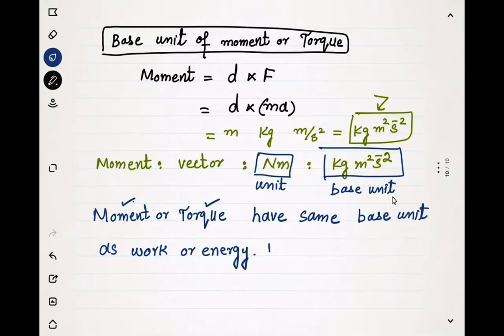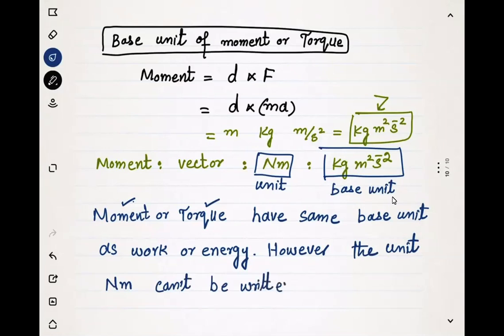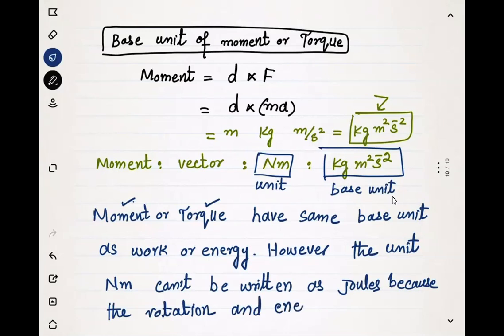However, the unit Newton meter cannot be written as joules, because moment represents rotation and joule represents work, represents energy.